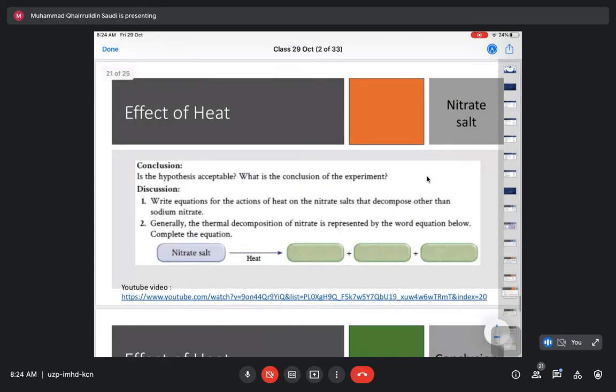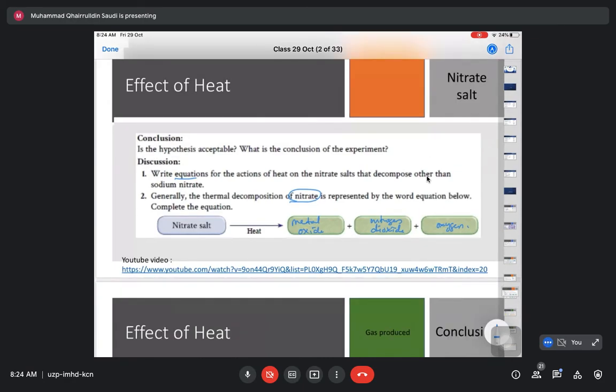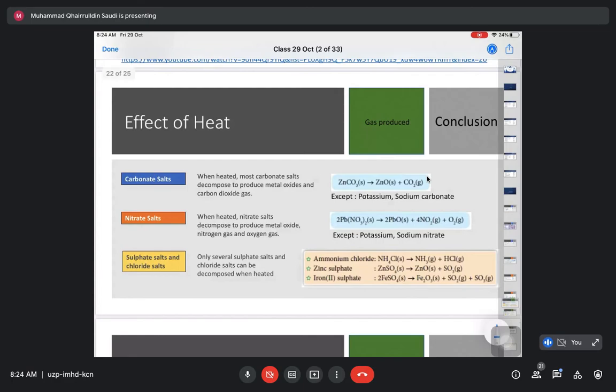Alright, write the equation for the reaction. Okay, generally, the decomposition of nitrate is represented by the word equation below. Nitrate salt akan dapat metal oxide, nitrogen dioxide, dan satu lagi apa? Gas apa? Oxygen. Okay, habis. Alright, ini adalah conclusion dia. Conclusion effect of heat by gas produced.